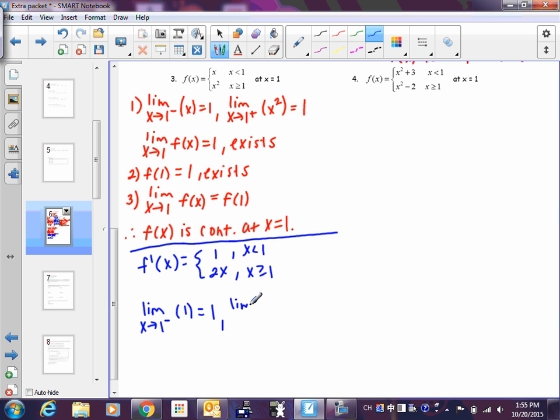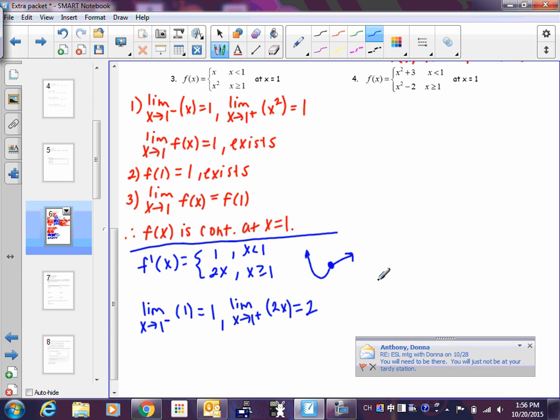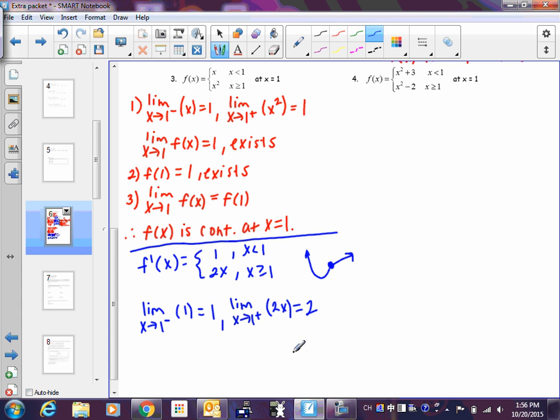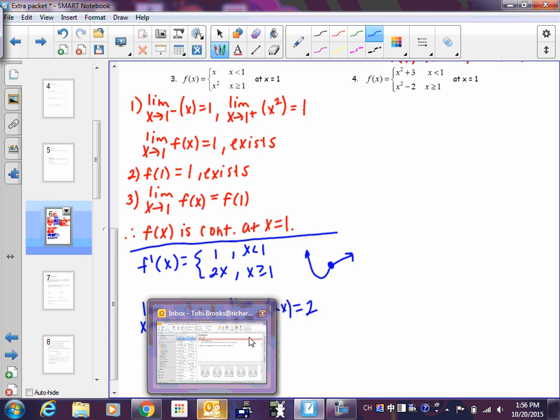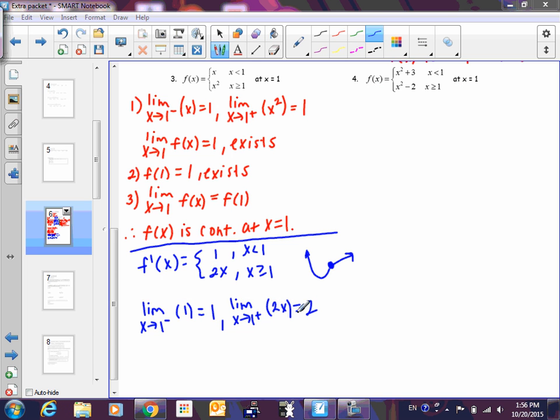What about the other side? I got 2. So this is one of those situations, and I'm not really graphing this, but it's a situation where you have a parabola and a line meeting. They're continuous. They are meeting, but they're not meeting at the same slope. Sorry, I just had to exit that out. They're not meeting at the same slope, so that's not differentiable, and we call that a cusp.